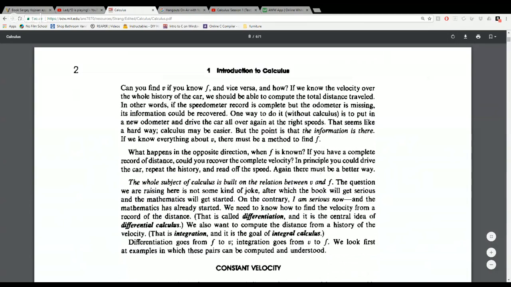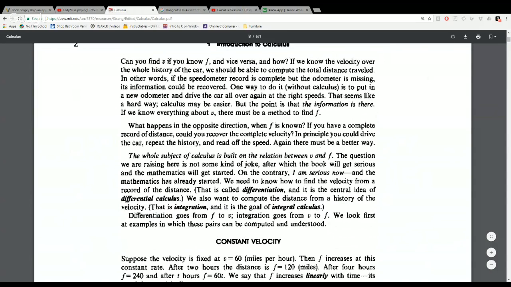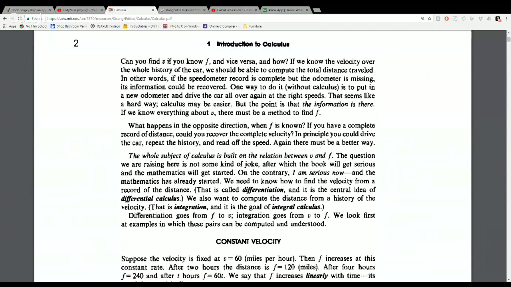So the whole subject of calculus is built on the relation between these two functions. There you go. Right away, Gilbert Strang gives you in one line, in my opinion, the crux of the subject that will completely be unknown to you if you're reading about calculus from a theoretical book. So the first presentation of the topic, in my opinion, should be from an application-based book like this.